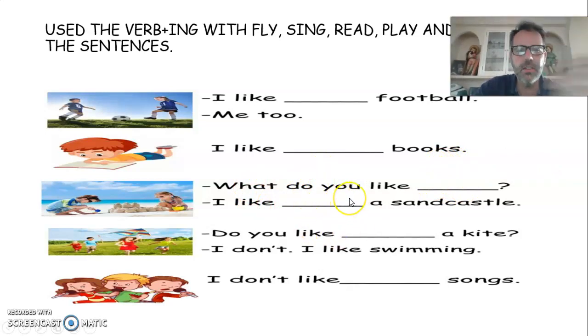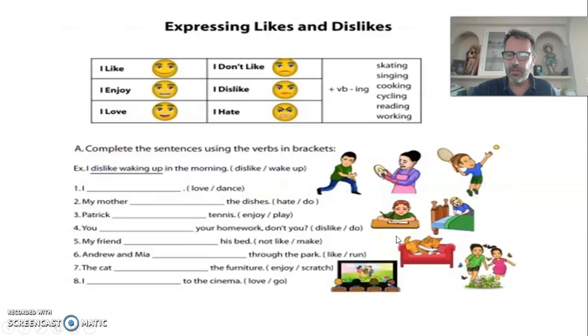What do you like to make? What do you like making? Of course, that's the way it works. I like making the sandcastle. How do you do it? You're making it, for example. Okay, what you put here, the rest of them. The next one.